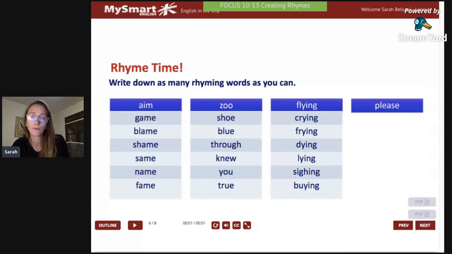What rhymes with please? Cheese, tease, yeah, good. Bees, good. Knees, yeah. Crease, almost, Terry. Crease, it's a great verb, but it's not got the z sound. It's got s. So to crease, in case you don't know what to crease means.